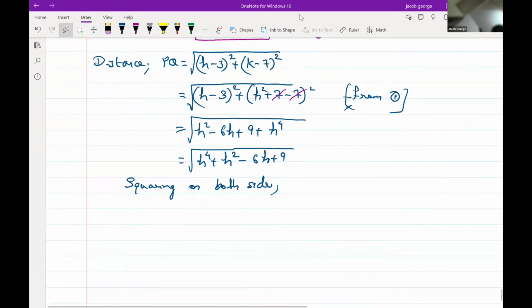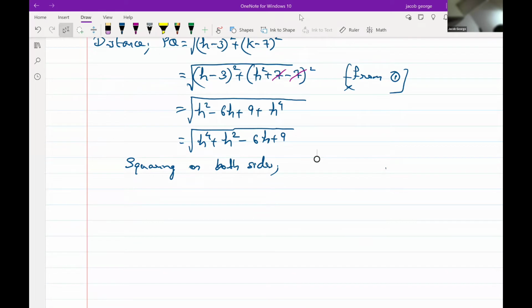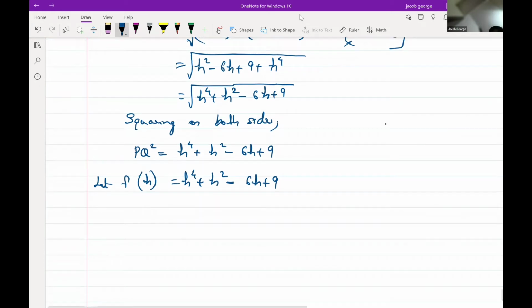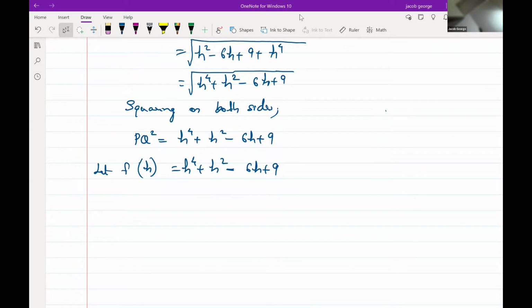PQ square is equal to h raised to 4 plus h square minus 6h plus 9. This is our f of h. Let f of h be equal to h raised to 4 plus h square minus 6h plus 9.